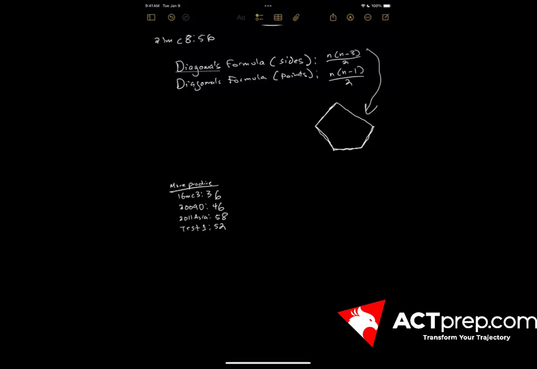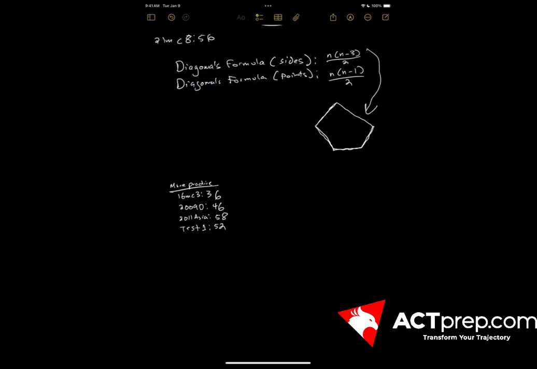So you just take n, being the number of sides, times n minus 3, so the number of sides minus 3, divided by 2. So in the pentagon scenario, we take 5 times 2, which is 10, divided by 2, which is 5. So there are 5 diagonals in this scenario. And now we have our answer, and it's done.